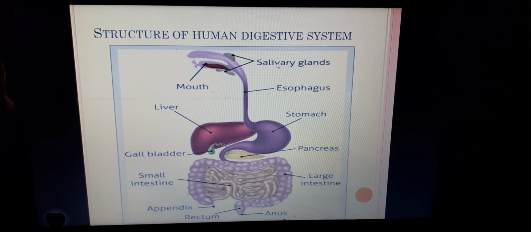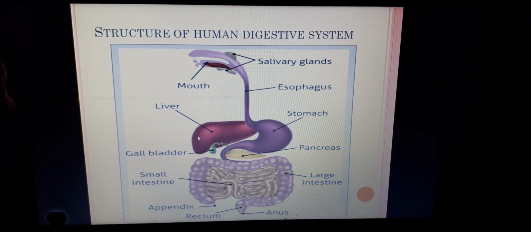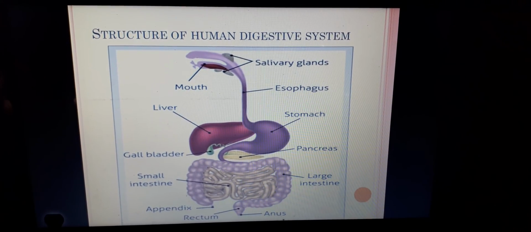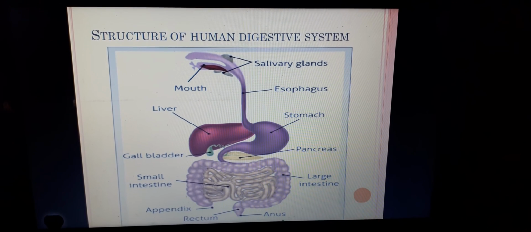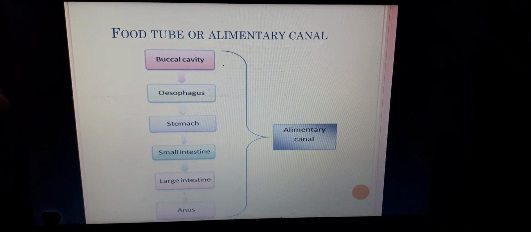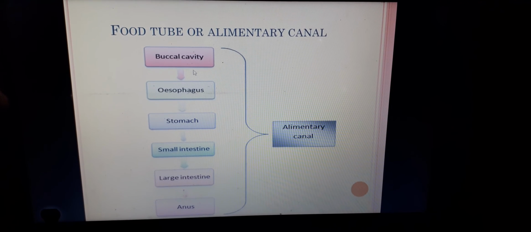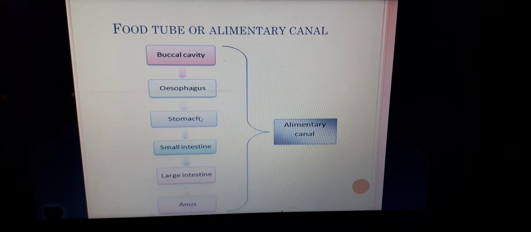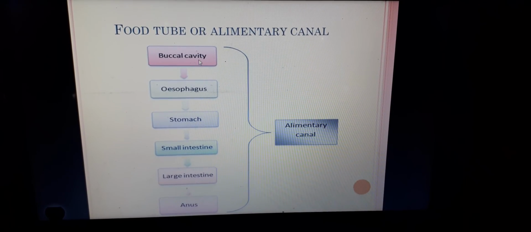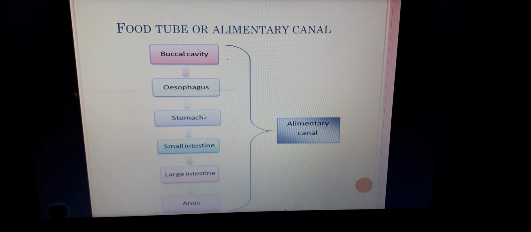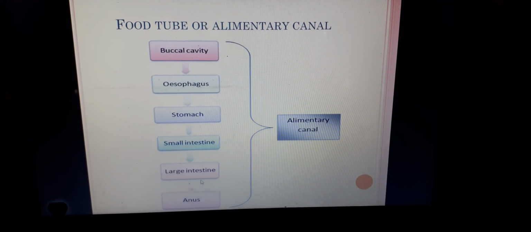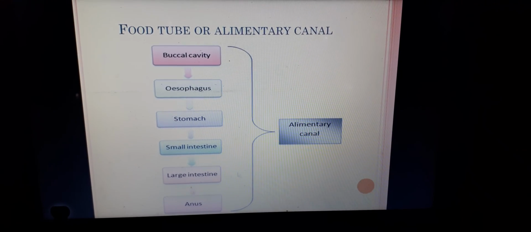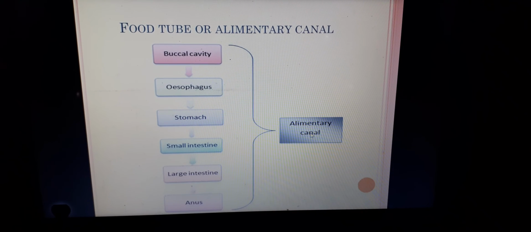Here you can see the associated digestive glands also: salivary glands, liver and pancreas. They help in the digestion of food in the alimentary canal. Now this is a flow chart of the alimentary canal, showing how food proceeds from one organ to another. First is the buccal cavity, then esophagus, then stomach, then small intestine, then large intestine, and lastly the anus. All this structure is known as the alimentary canal.